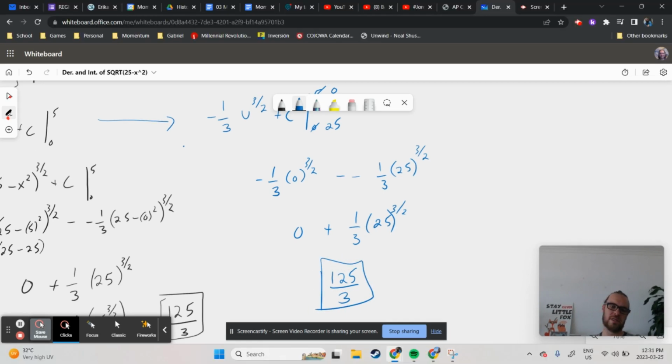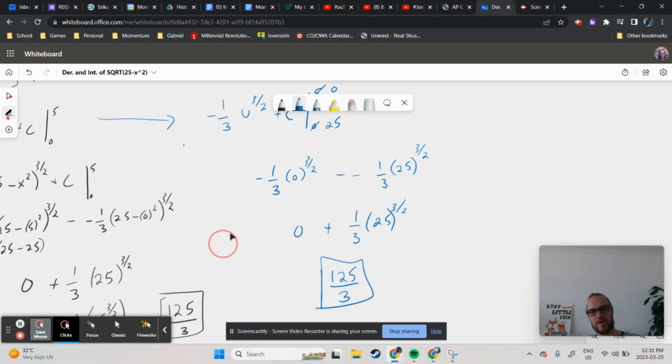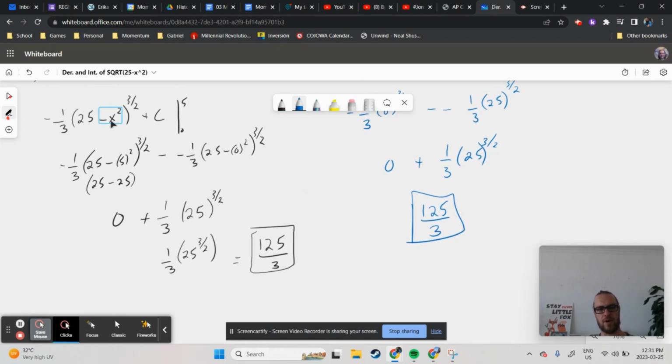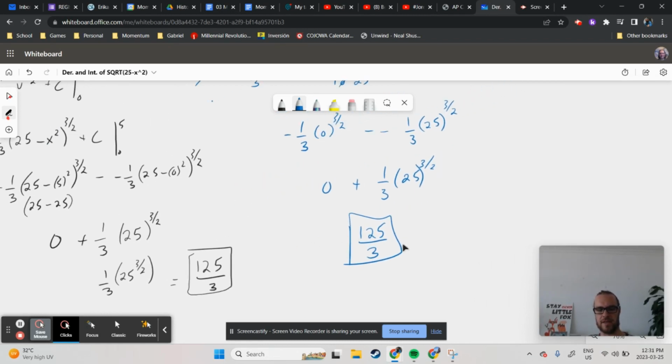So whether you want to do it by changing your boundaries or whether you want to do it by resubstituting in what u originally was, you can see that we're going to get the exact same answer between the two of them. So it doesn't matter which way.